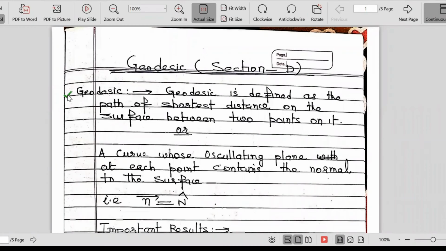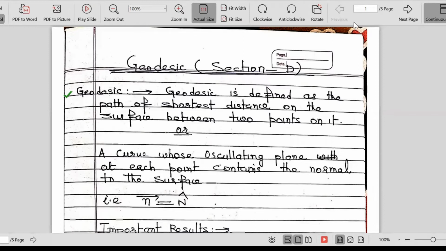Our first topic is geodesic. So what is geodesic? Geodesic is defined as the path of shortest distance on the surface between 2 points on it. So basically it is a curve whose osculating plane at each point contains the normal to the surface. It means the principal normal vector and the normal to the surface are equal.